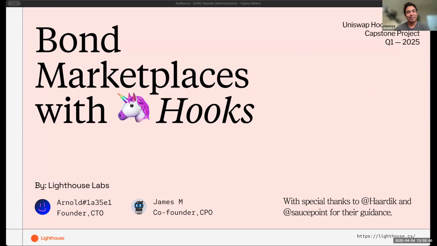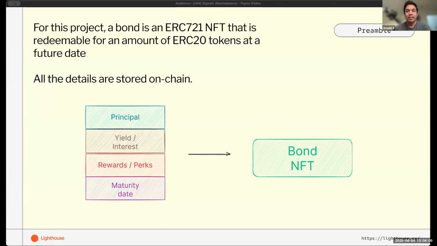All right, hi everyone, we're Lighthouse Labs. My name's Arnold and I'll be presenting today with my co-founder James. For our capstone, we wanted to explore how a bond marketplace could function using V4 hooks. Our idea for a bond marketplace was born out of research, exploring how to improve coordination in decentralized environments. So let's dive in.